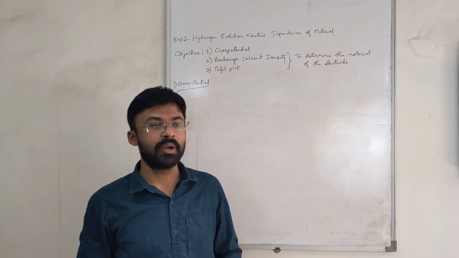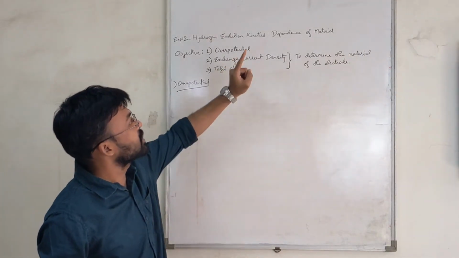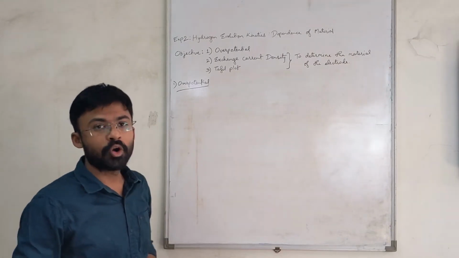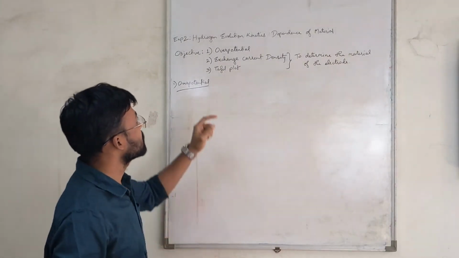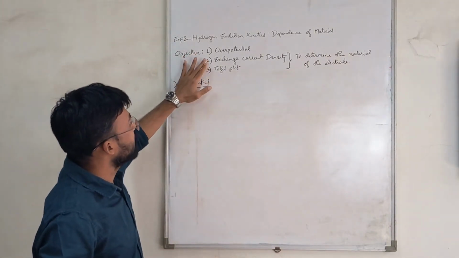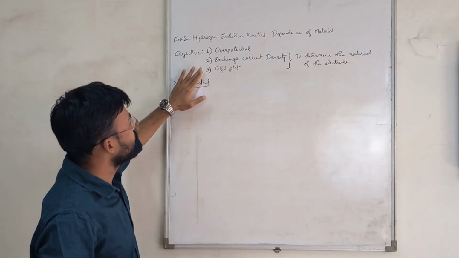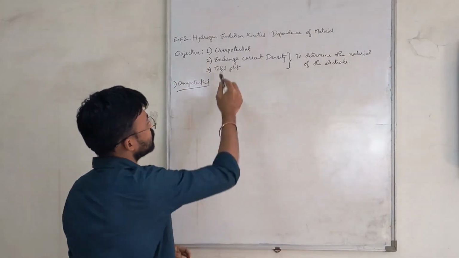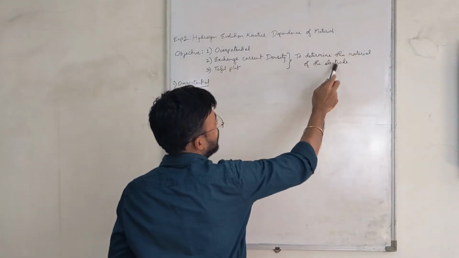The title of today's experiment is Hydrogen Evolution Kinetics Dependence of Material. The objective of today's experiment will be to understand what is overpotential, to find out the exchange current density, and to plot the Tafel plot. These two will be used to determine the material of the electrode.